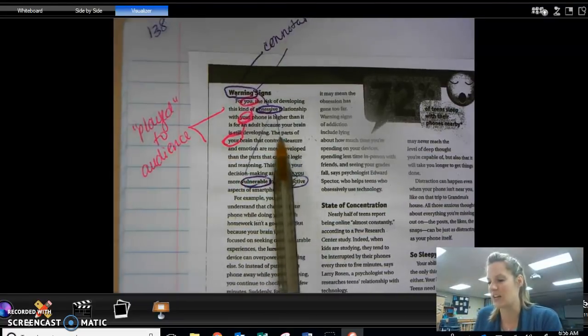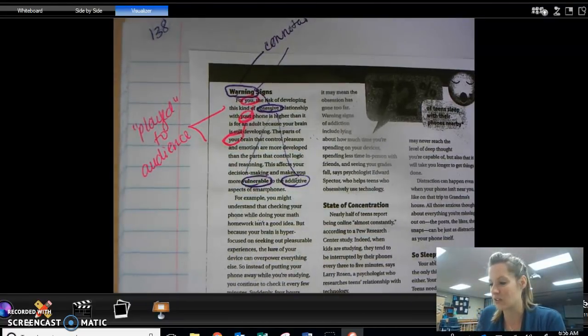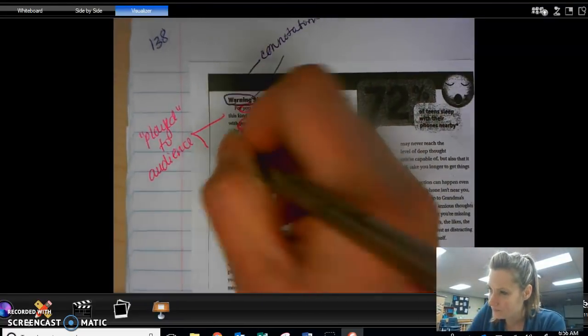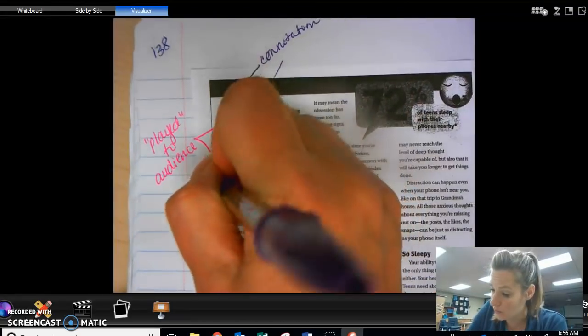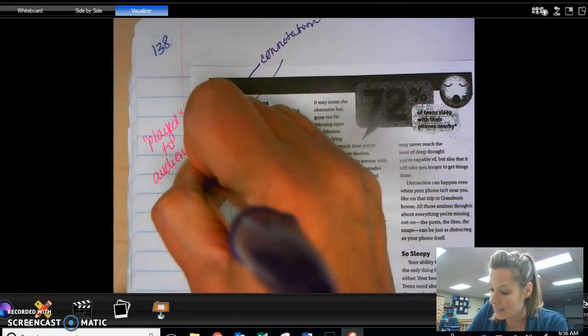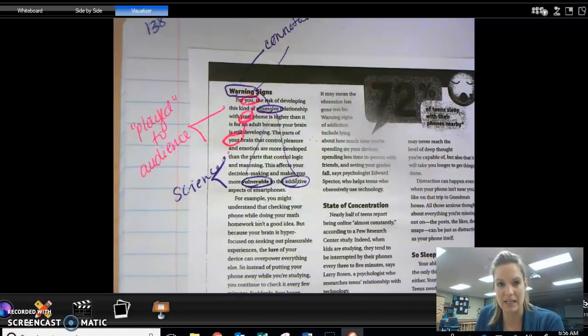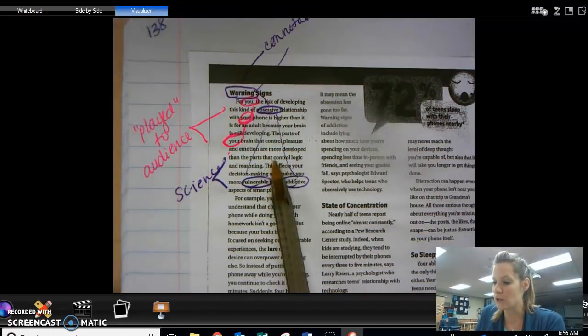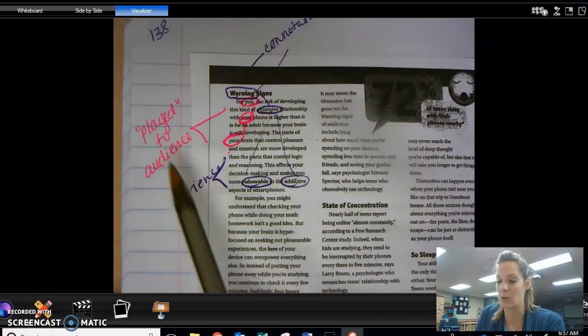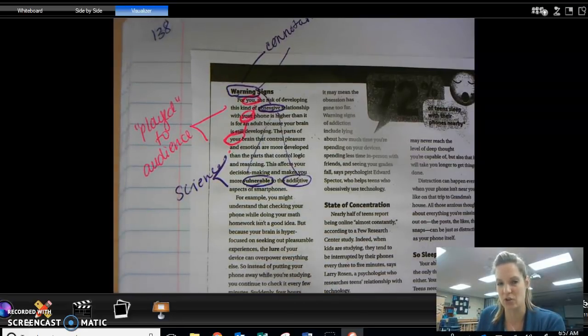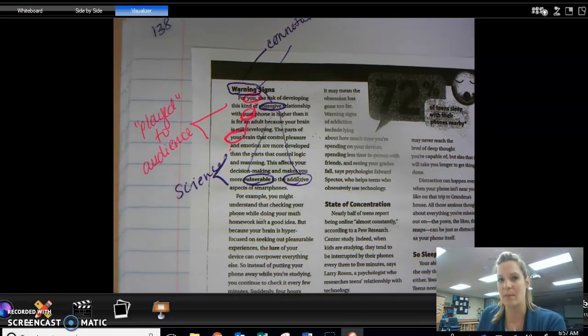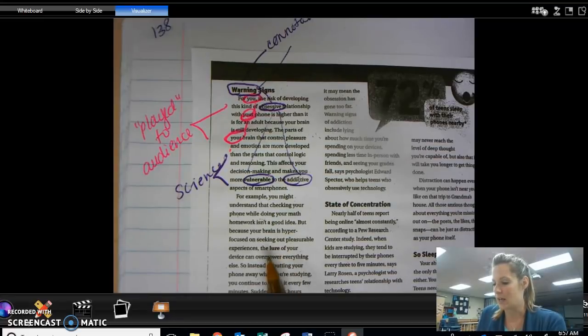Writers often do this with telling little anecdotes or stories. Here it looks like they use some science. I don't have any more colors, so you have to deal with just 2 colors. There's some science here about the development of the brain. So already in this first paragraph, I have 3 different ways that I'm seeing that this writer is trying to show me some of the negative elements.